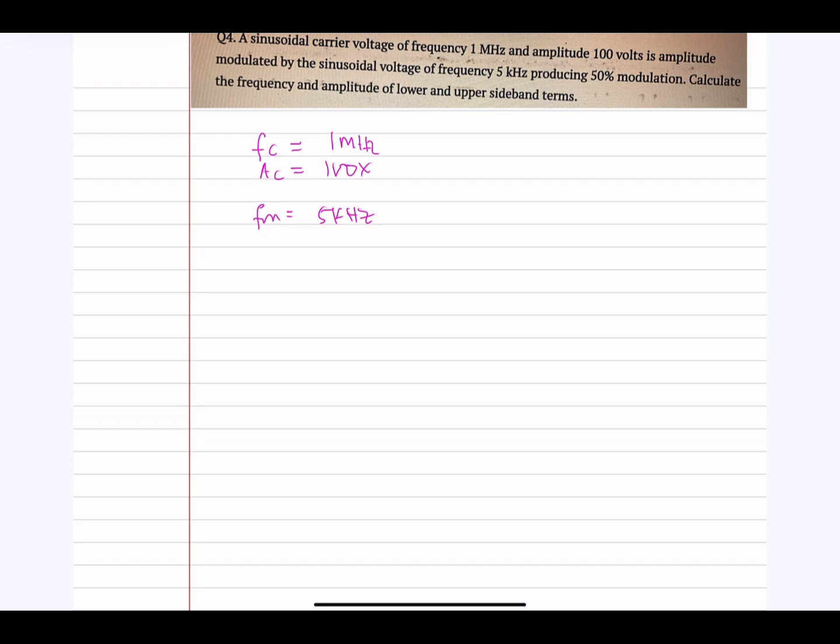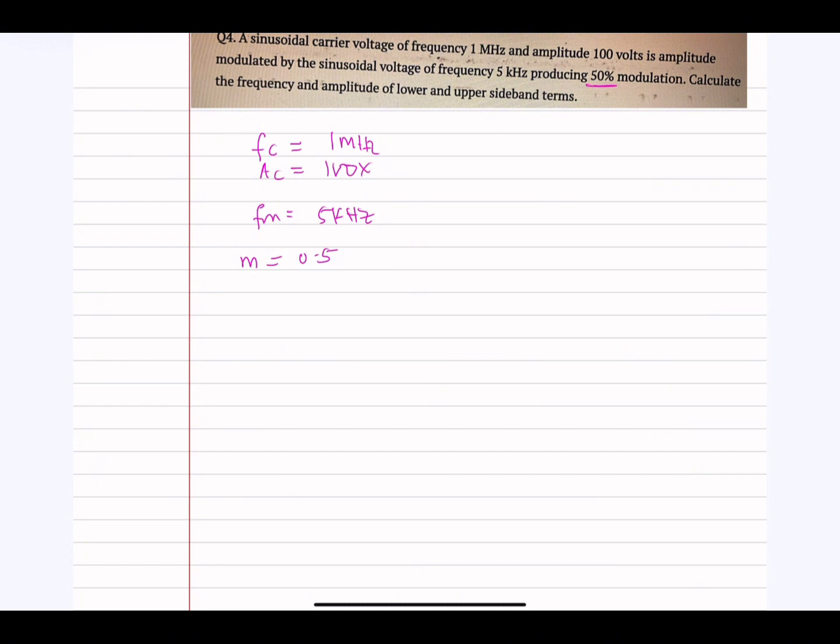Producing a 50% modulation. When you see the percentage, this means that it is the modulation index, and we can say that our modulation index is 0.5 because it's out of 100. When the modulation index is 100%, it means that the modulation is 1. When it's 50%, the modulation is 0.5, and so on.